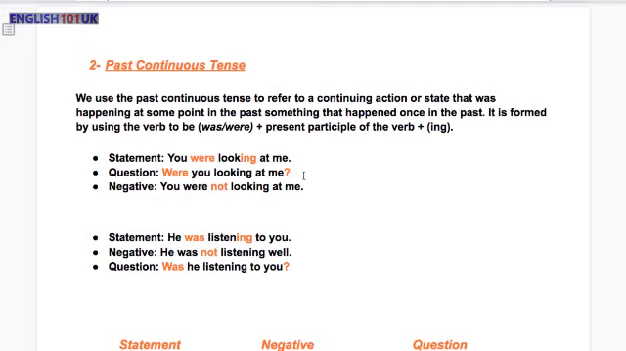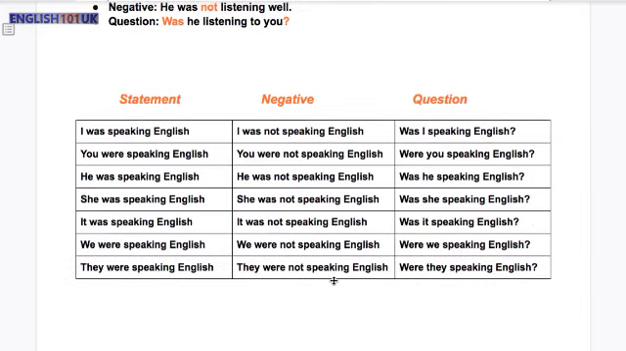So easy. Okay, another example, it says in the statement, he was listening to you. Negative, he was not listening well. Question, was he listening to you? Okay, let's have a look at this table where we have these sentences in statement, negative, and question forms. Okay, let's say, I was speaking. So we have was, the verb to be in the past form, plus the ing form.